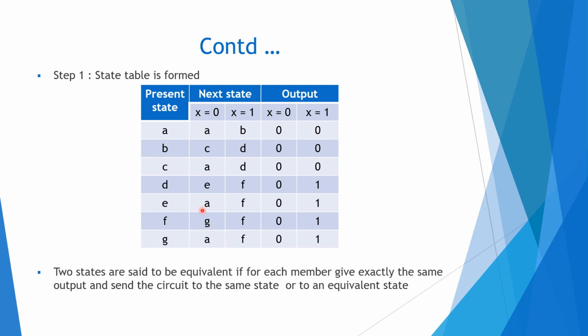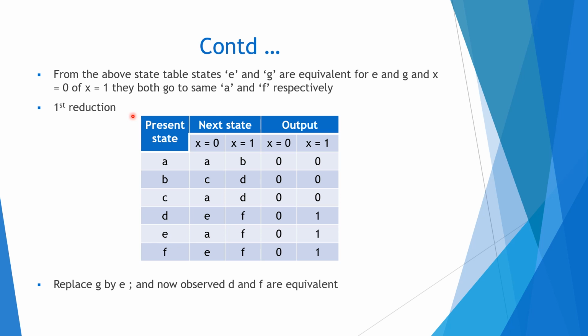That is shown here. See here, E and G go to the same state, and D and F go to an equivalent state with the same output. So we can merge these two states into 1. From the above table, E and G are equivalent. For x equal to 0 and x equal to 1, they both go to the same states A and F respectively. So here we are reducing it. This is the first reduction, where G is merged into E.